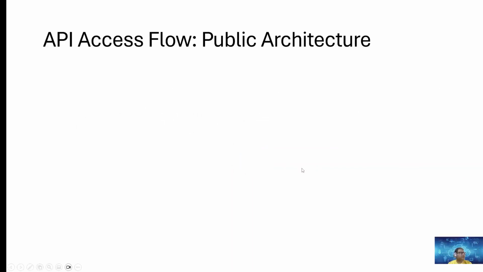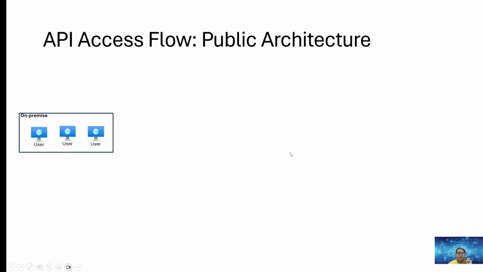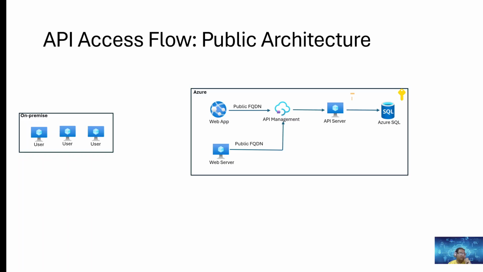So imagine a scenario where we have users from on-premise accessing the web app or the web server over a public IP or a public fully qualified domain name. Now, the web app internally accesses API management using the public fully qualified domain name, and also there are web apps on the web server hosted in Azure which access the APIs hosted in the API management via public FQDN.